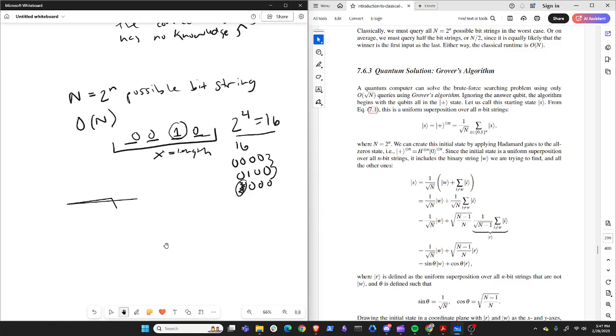So the quantum solution using Grover's can give this to us in O of square root of n.